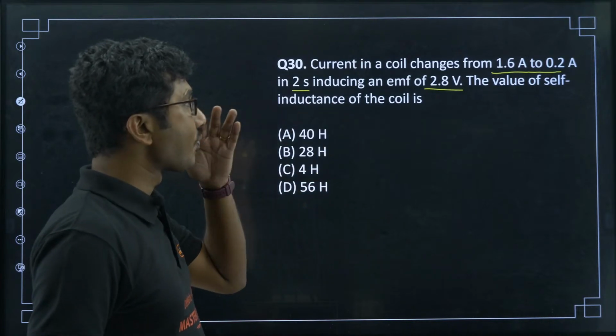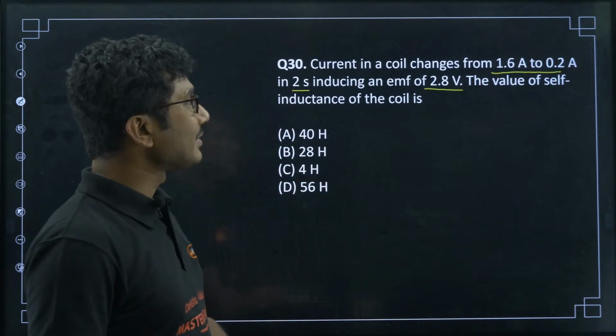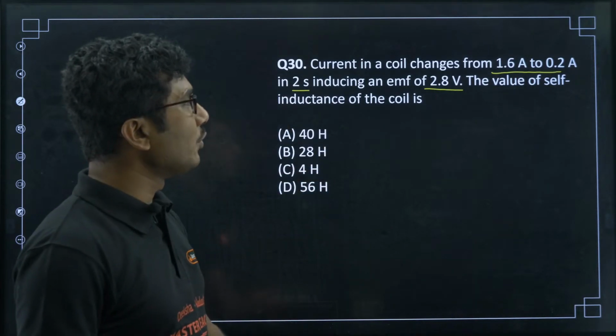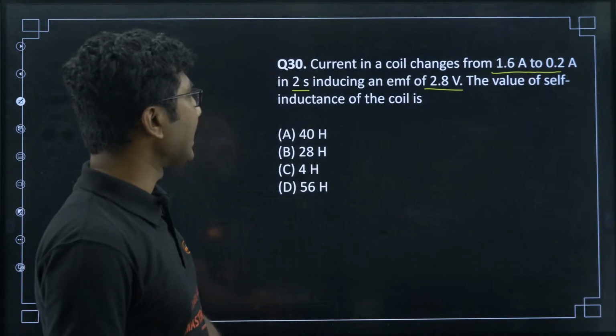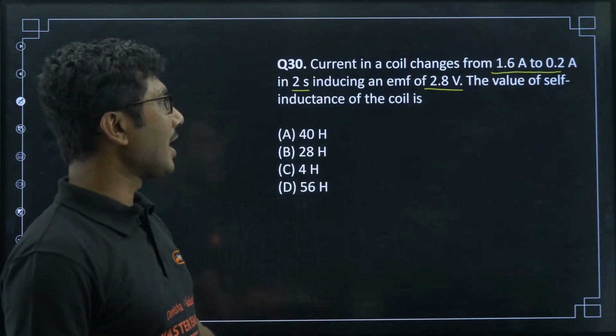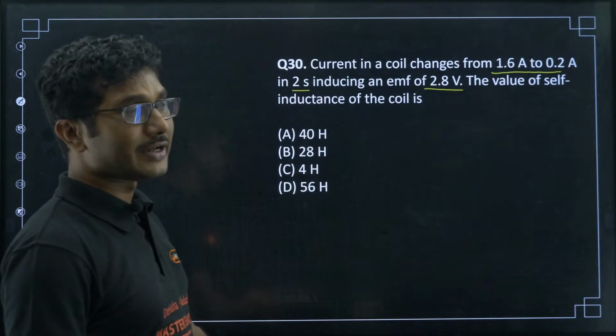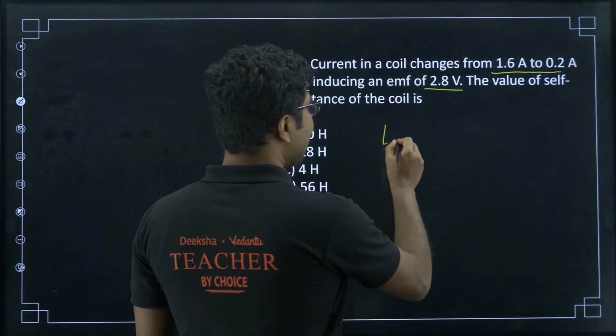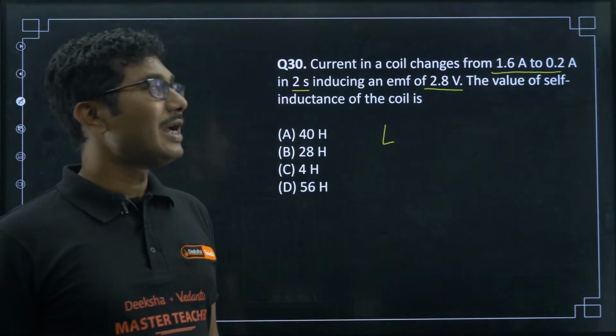Now let's see. Current in a coil changes from 1.6 ampere to 0.2 ampere in 2 seconds, inducing an EMF of 2.8 volt. What is the self inductance? Relationship between self inductance and induced EMF.